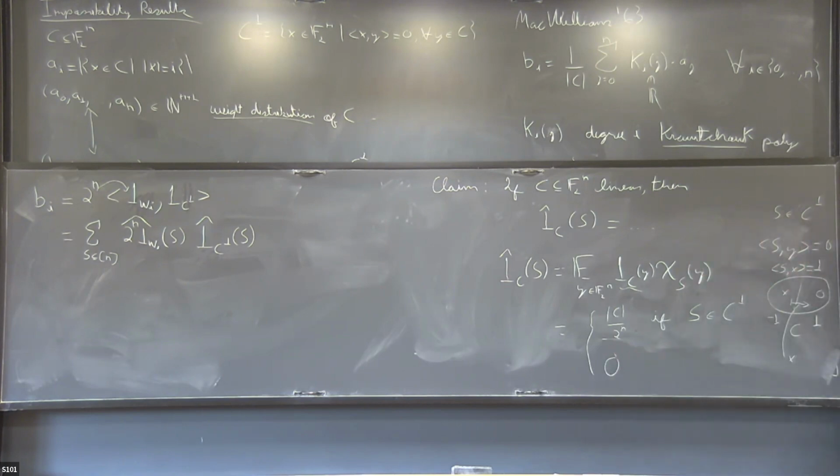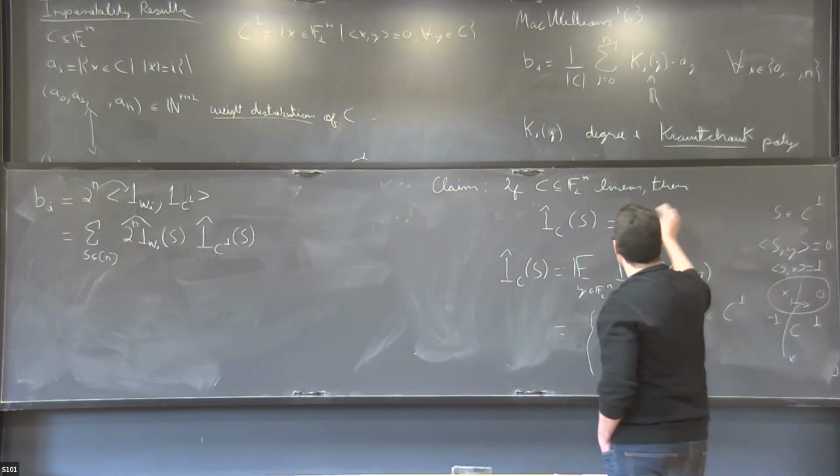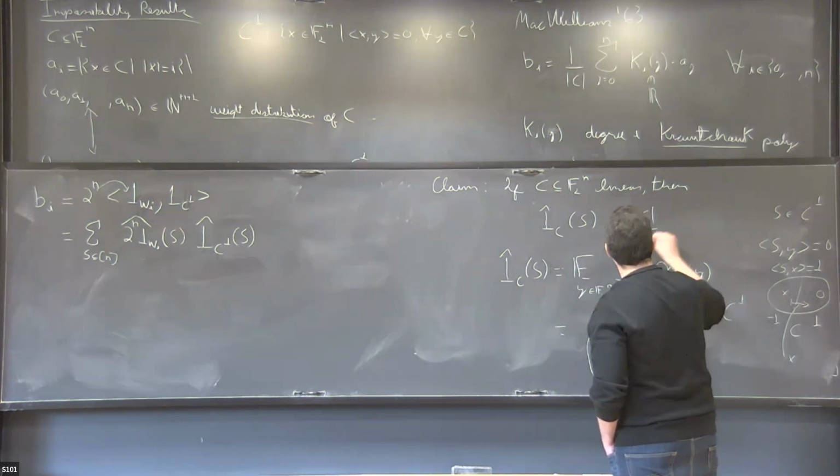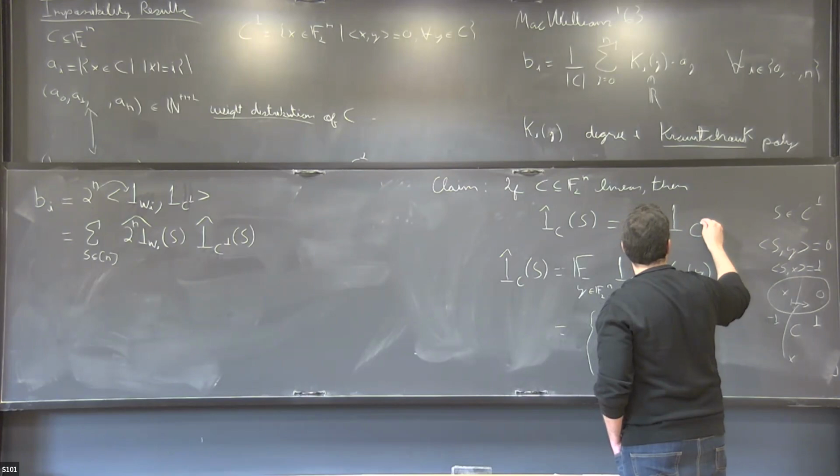If it's not in the dual, with 0 this evaluates to 1, and with x it evaluates to -1, and you have this nice bijection between the two. And then we can say that this is the size of the code divided by 2 to the n, times the indicator of the dual.